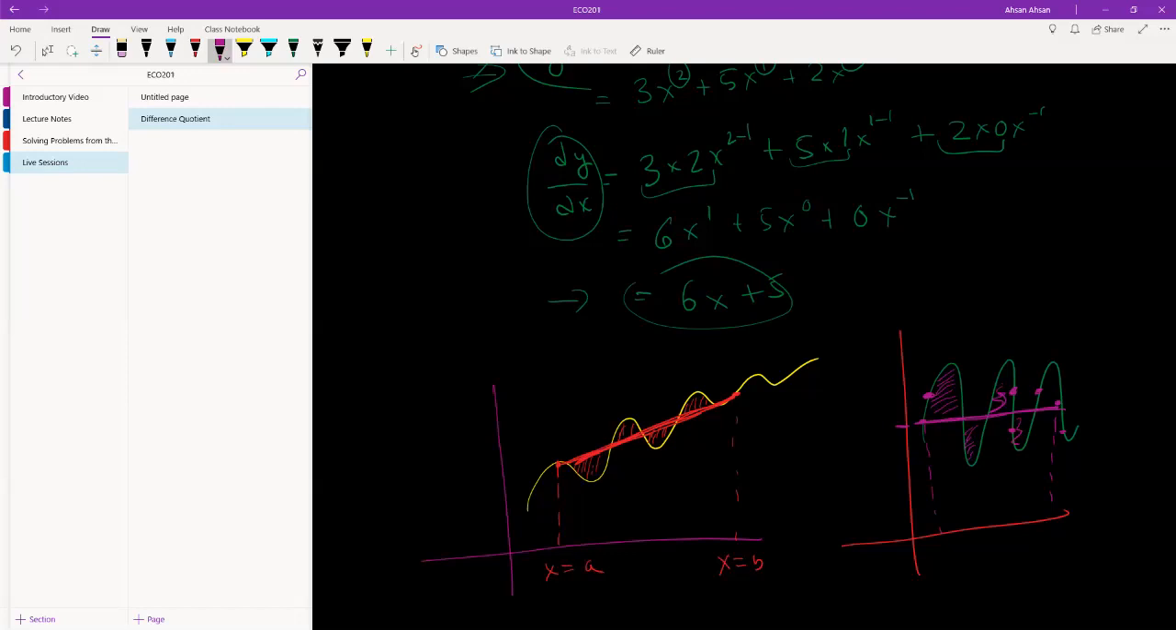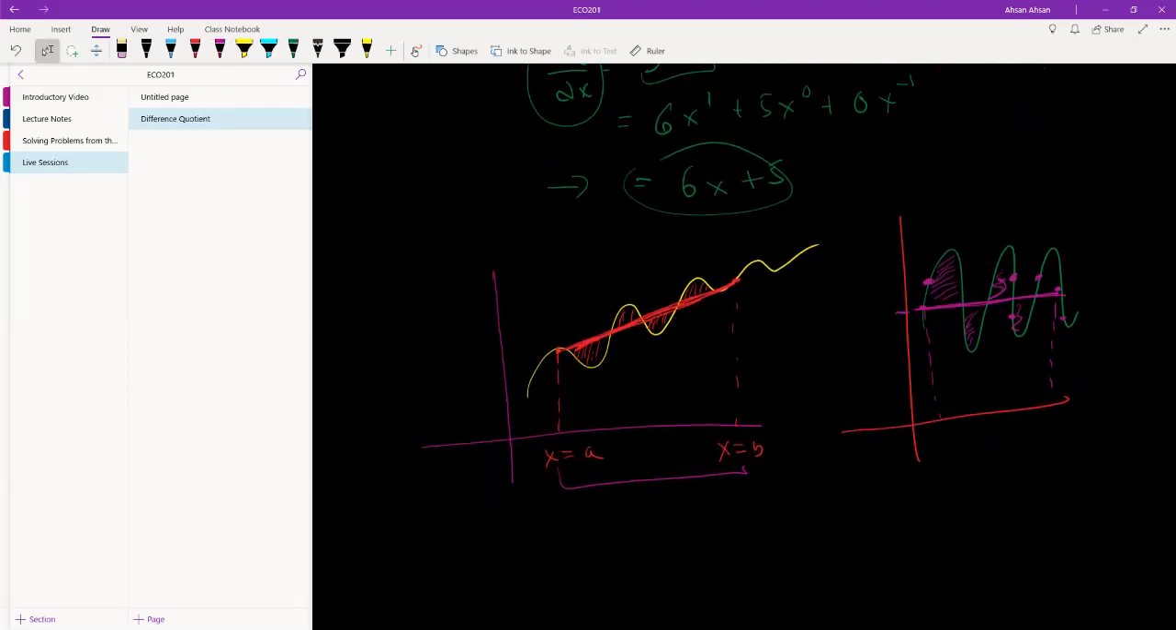And that's what differential calculus is in ECO 201. We're trying to calculate the instantaneous change. If there is a very small change in x, not a big range like this, what is the change in y? Okay, that's it.